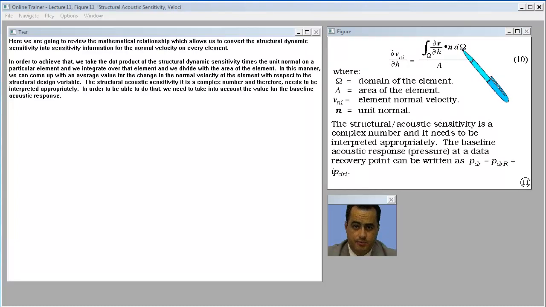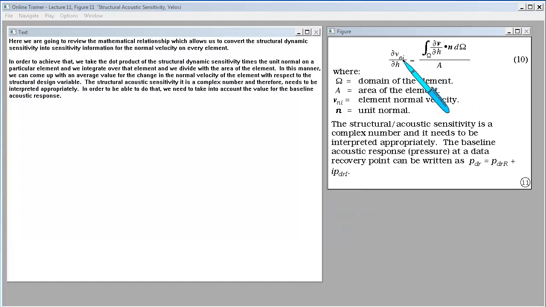Here we are going to review the mathematical relationship which allows us to convert the structural dynamic sensitivity into sensitivity information for the normal velocity on every element. In order to achieve that, we take the dot product of the structural dynamic sensitivity times the unit normal on a particular element, and we integrate over that element and we divide with the area of the element. In this manner we can come up with an average value for the change in the normal velocity of the element with respect to the structural design variable.